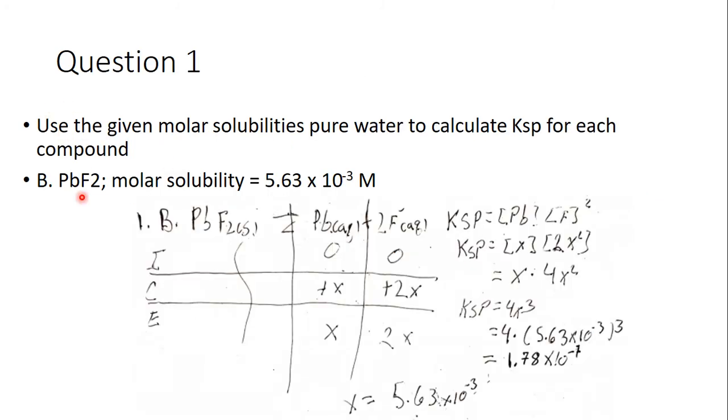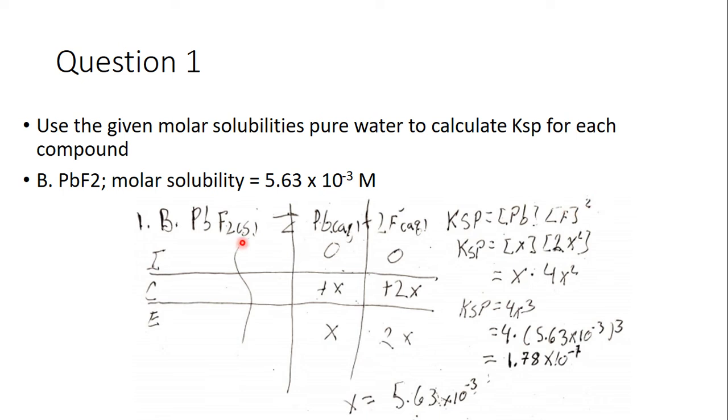So we have lead fluoride. Lead fluoride's molar solubility is 5.63 times 10 to the minus 3. So I want to know what the KSP is for this compound. We can set up our equation. PbF2, which is a solid, breaks down to Pb plus 2F. And we can write our KSP for that: equals lead times F squared. Remember, if you have a 2F, that's actually F squared.